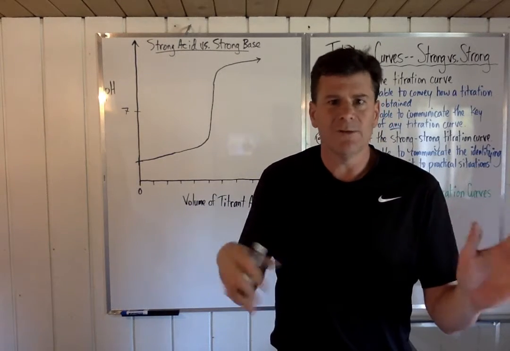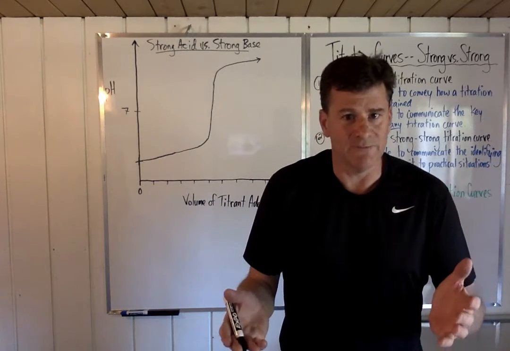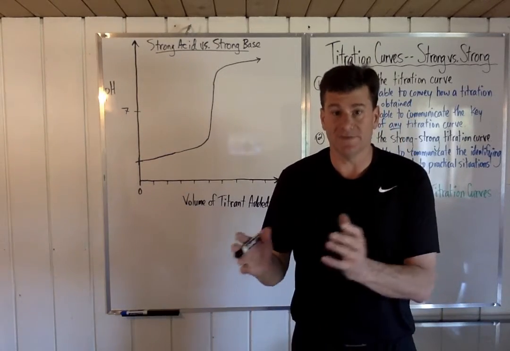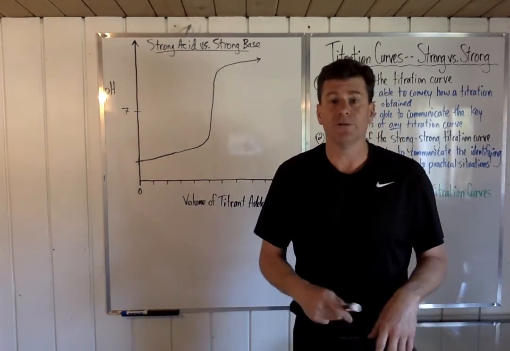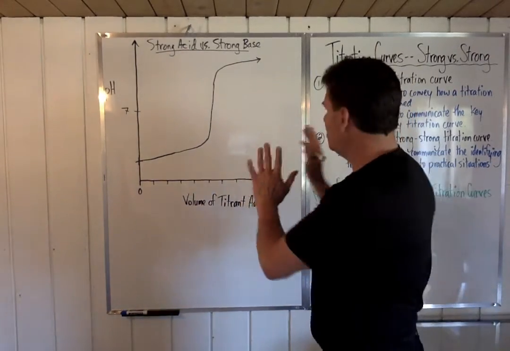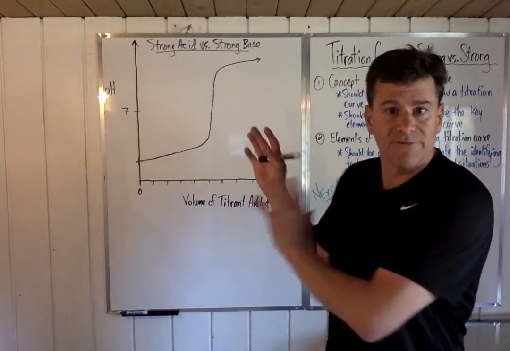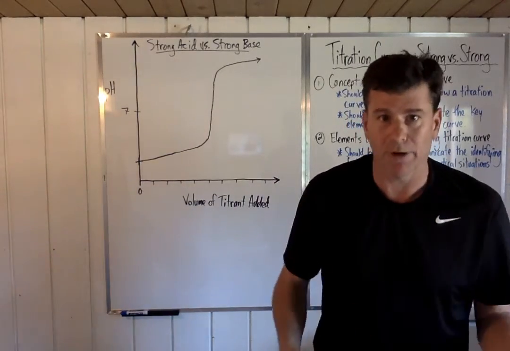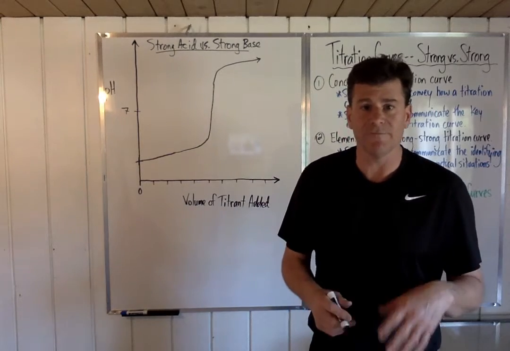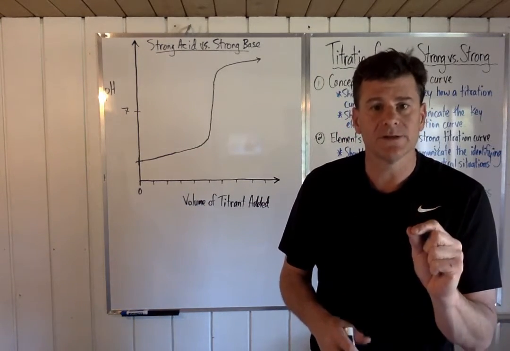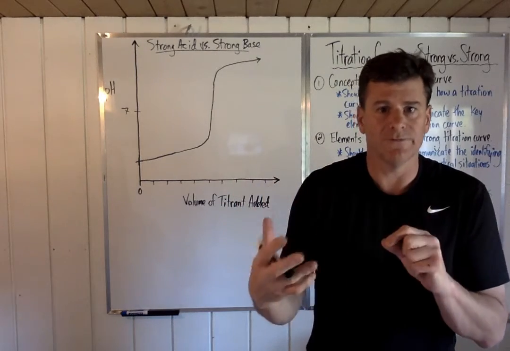So it's almost like you didn't care about the equivalence point, right? When you're doing a curve, you don't care about the equivalence point. You want the data so that you can build the curve. Once you've got the data to build the curve, then you can analyze the curve. Like now I've got this picture on my computer or on a piece of paper or wherever I've got my titration curve. Now I can apply the concepts of what I know so far about titration.